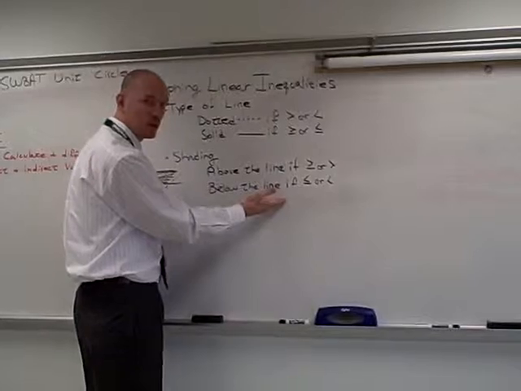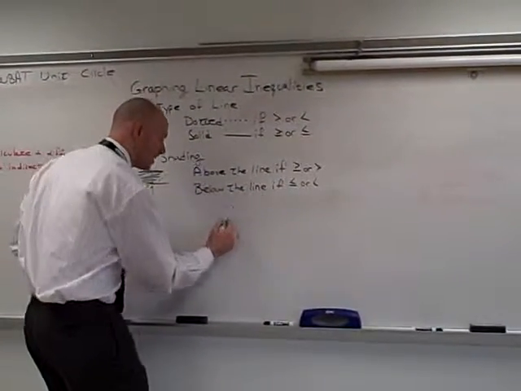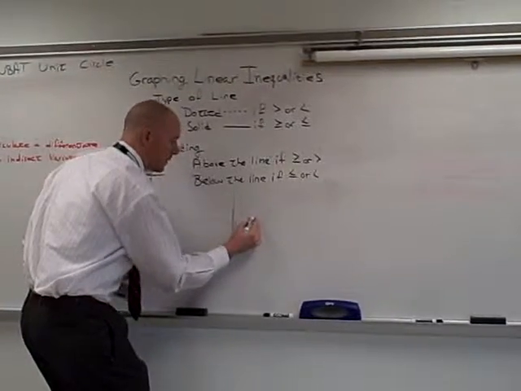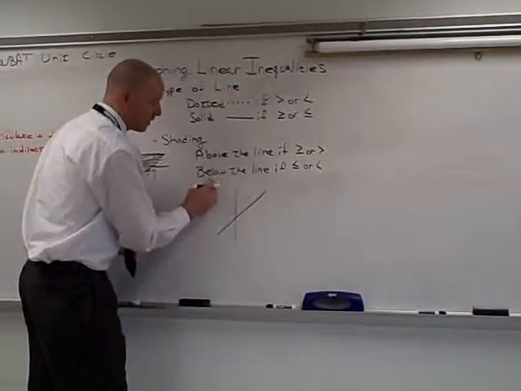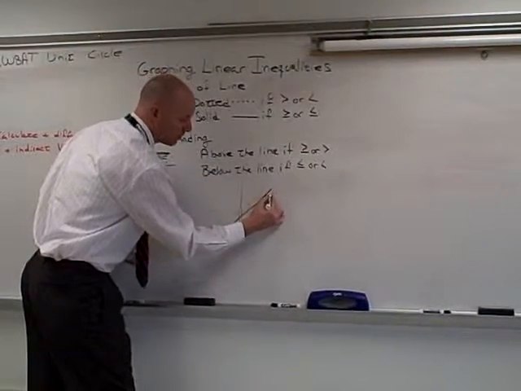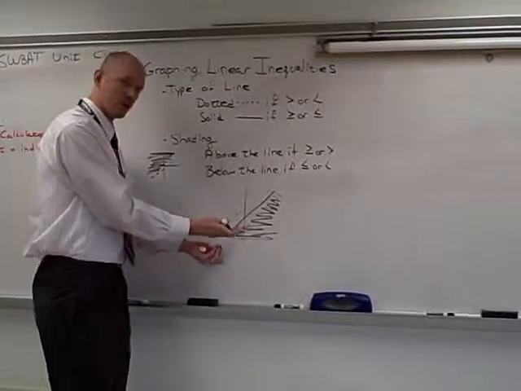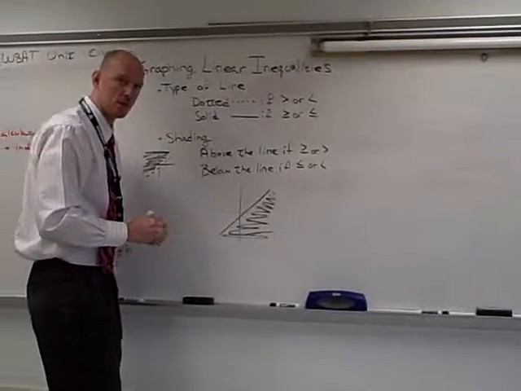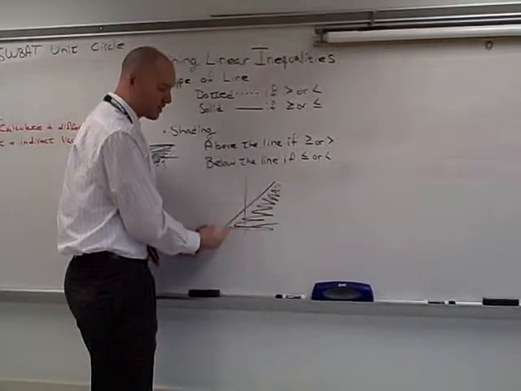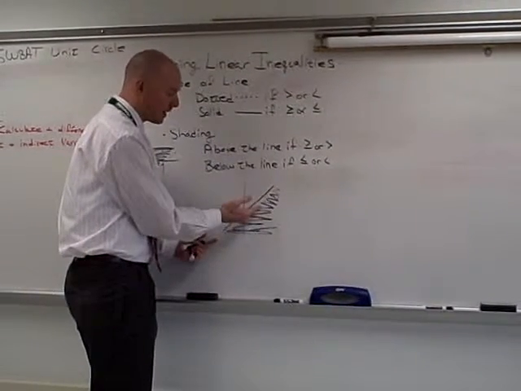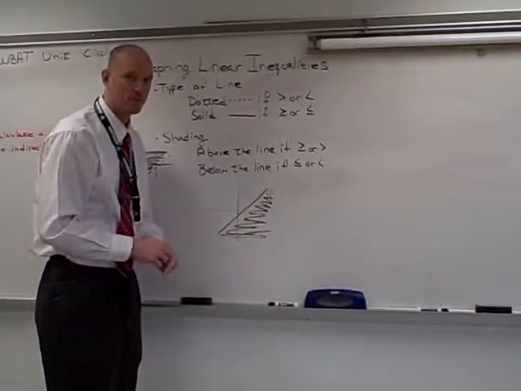We could also shade below if it's less than or equal to, or less than. If we do a similar example, let's use a solid line this time. Shading below would look like this. By this picture, I would know that the inequality symbol would be less than or equal to. It's going to be an equal to because the line is solid. It's going to be less than because it's shaded below. So therefore, it's less than or equal to.